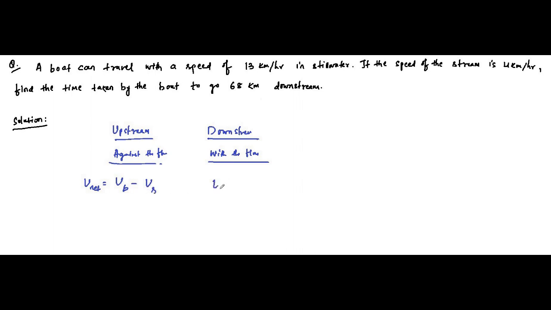And in this case, the net velocity is equal to the velocity of the boat plus the velocity of the stream. So here it has been given that the velocity of the boat in still water is 13 kilometers per hour and the velocity of the stream is 4 kilometers per hour.